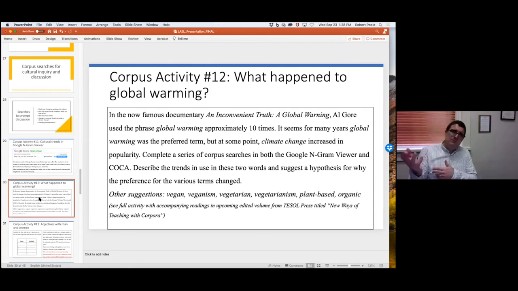Maybe so. So we can compare, again, going to the COCA. I think that's the corpus that I suggest here. Yeah, the COCA. And using the chart function, you can track it over time and see there was a period where "global warming" was preferred and "climate change" was rare. And then those flipped. And now for "global warming," the trend is just decline rapidly while "climate change" has grown.